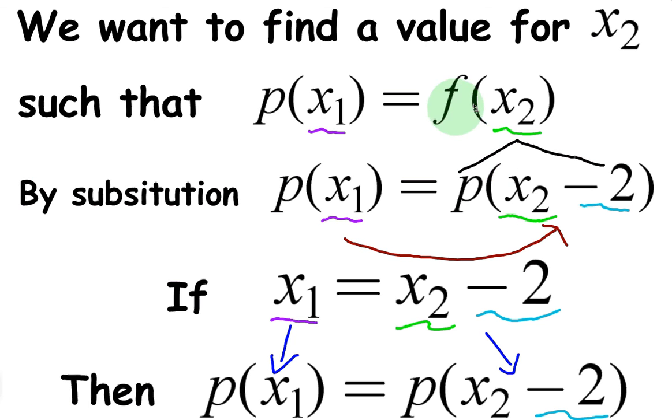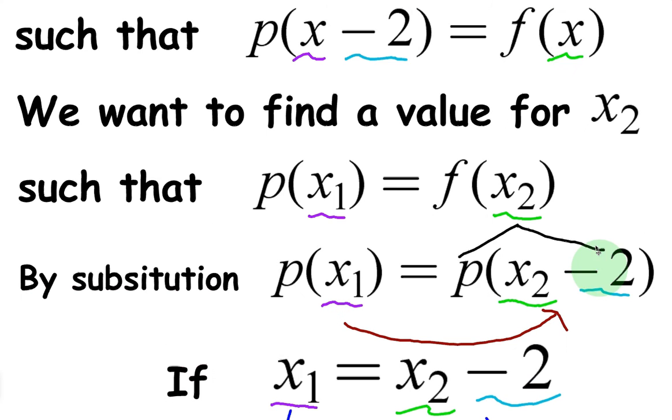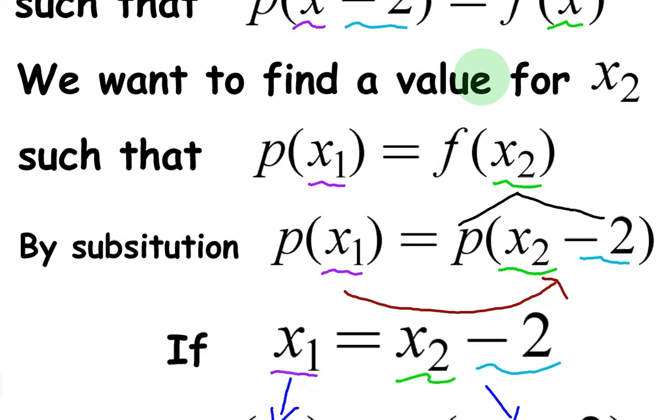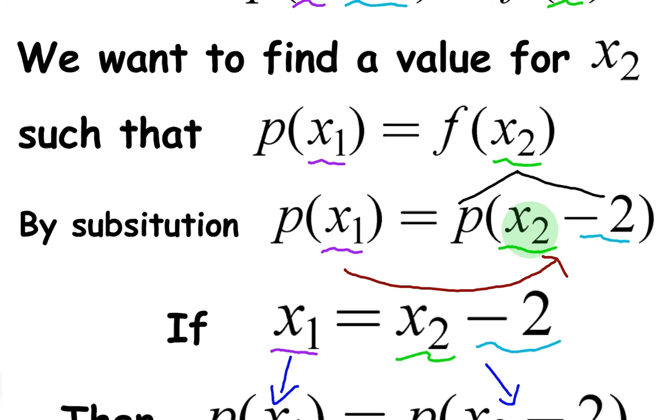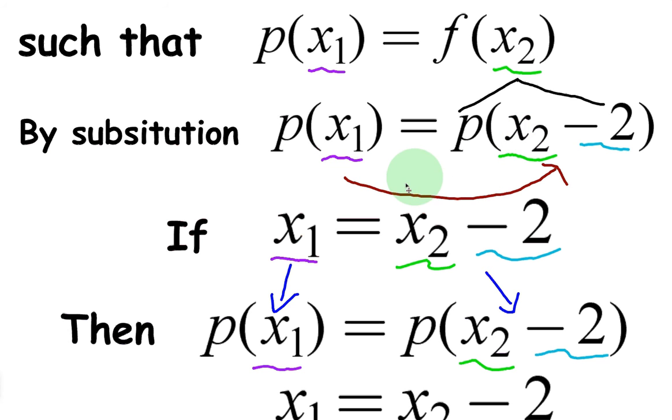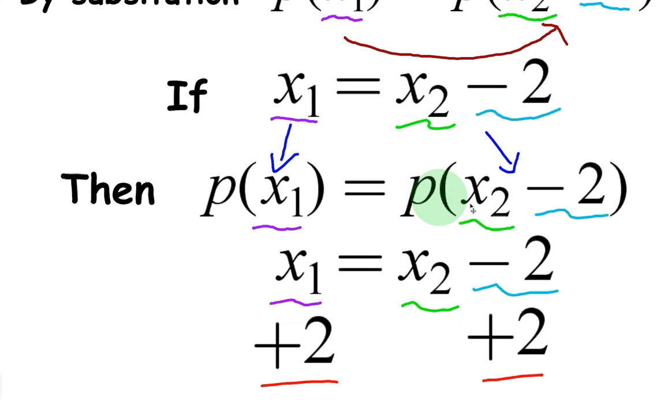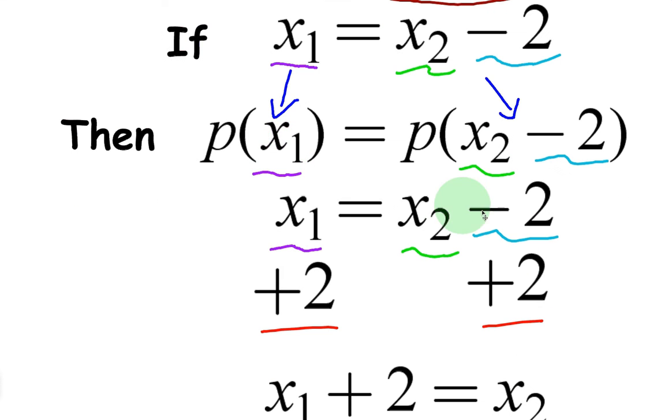Well, notice that f of x2 is just going to be p of x2 minus 2, based on our original definition of our transform function coming from the parent function, p of x minus 2, which is replacing x with x2. And now as we explained in the previous video, we want our inputs to be the same because they will give us the same outputs. In other words, we're going to set x1 equal to x2 minus 2. This will ensure that we get exactly the same y value back. In other words, the y value of our parent function is when we plugged in x1.